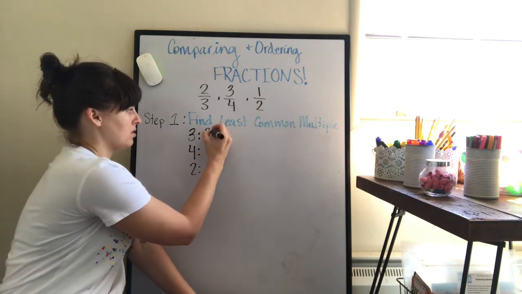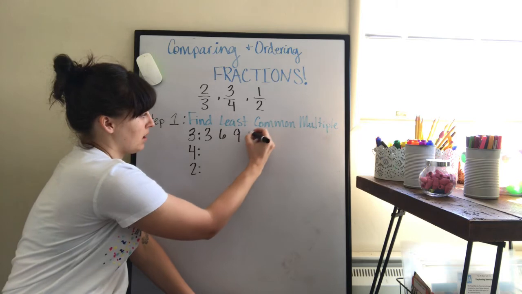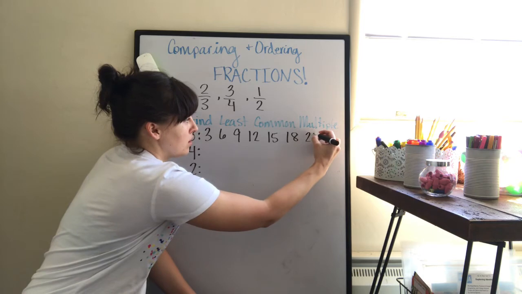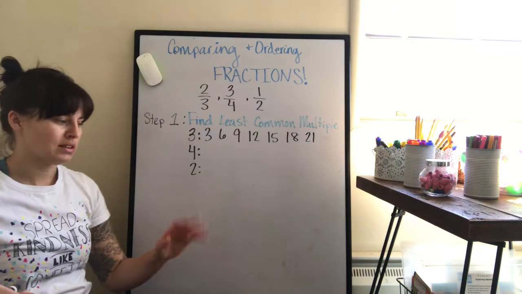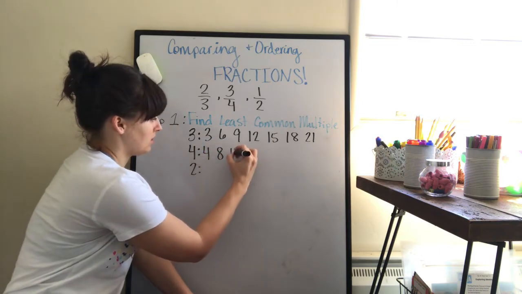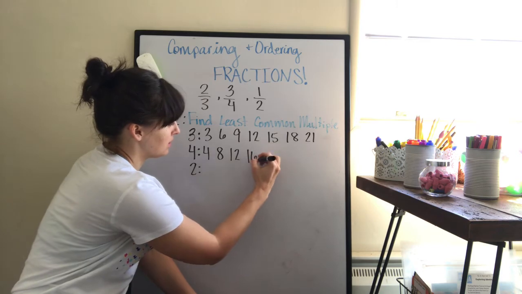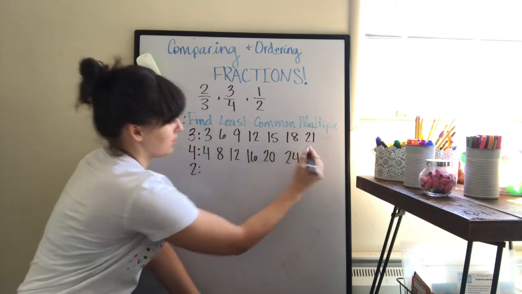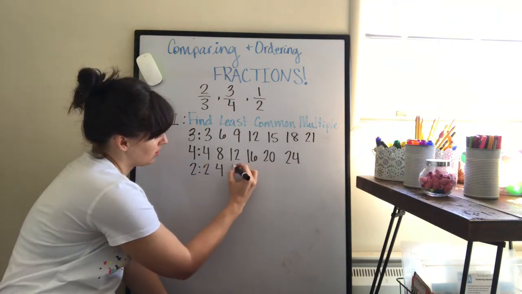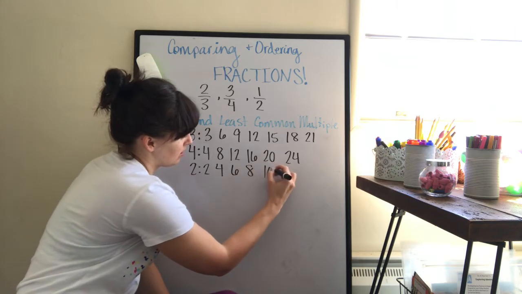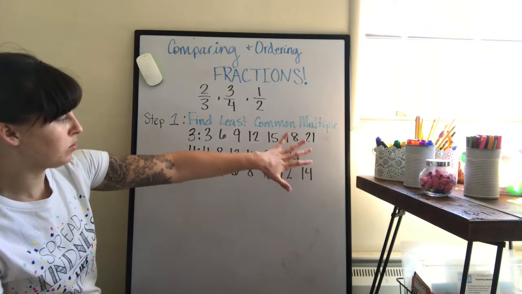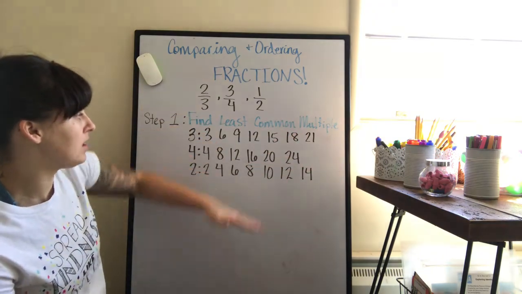So let's skip count 3s. 3, 6, 9, 12, 15, 18, 21. Let's just stop there. We might have to go further, but let's stop there for now. Now let's do 4s. 4, 8, 12, 16, 20, 24. Let's stop there. And now let's do 2s. 2, 4, 6, 8, 10, 12, 14. Let's stop there.